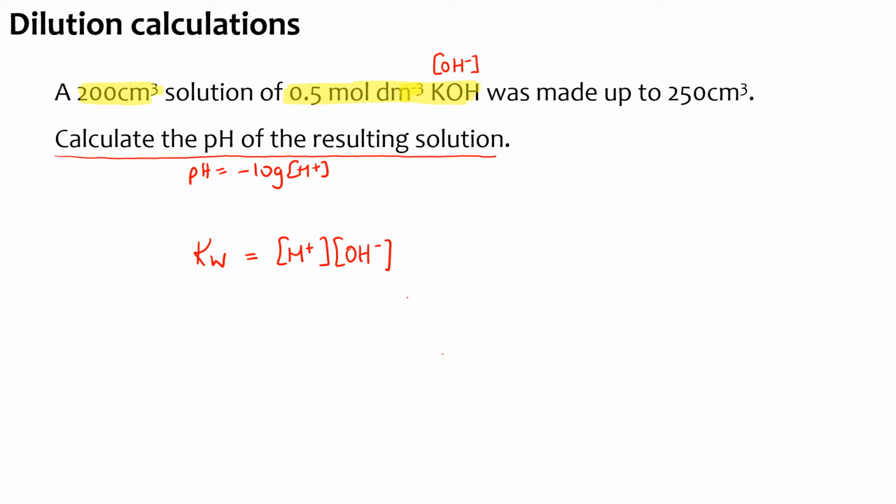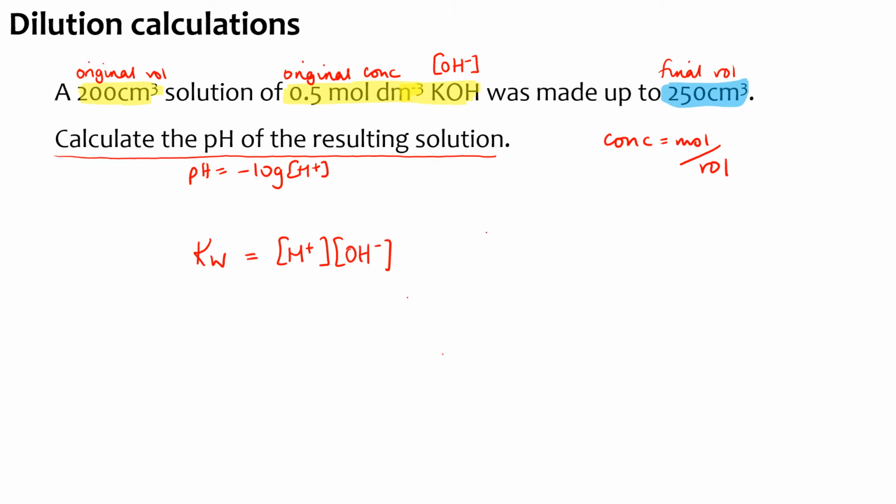Now what we've also got is another bit of data here, a second volume. So we've got an original volume, and then we have a final volume. Now the concentration that's been given, that concentration is the original concentration. That will only be the concentration of the KOH in the 200 cm³. And that's because concentration is moles over volume. So the concentration 0.5 will only be the concentration of the KOH in the 200 cm³. We need to be able to find the concentration of the KOH in the final volume.